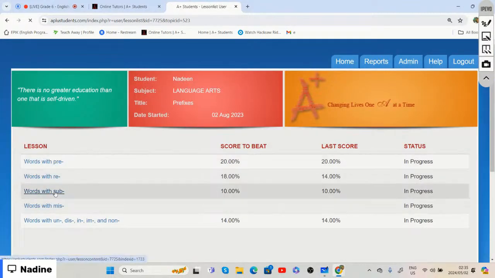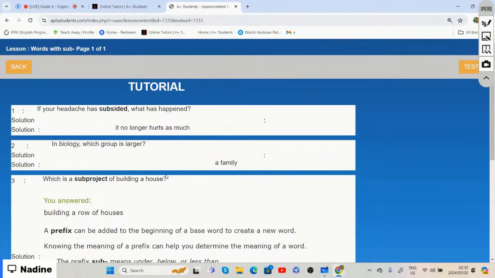All right, so now we're going to the last one, words with sub. If your headache subsided, what has happened? If your headache subsides, then it means that it no longer hurts as much as it did. It has subsided; it's almost like lowered, it went away. That is what they mean by subsided.